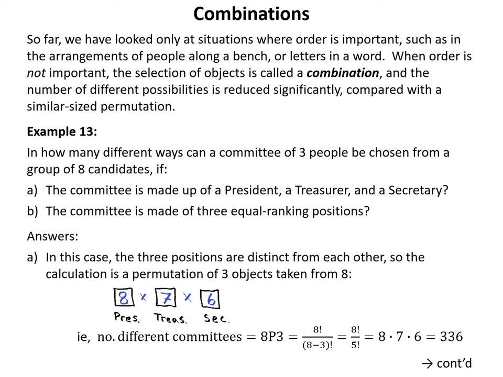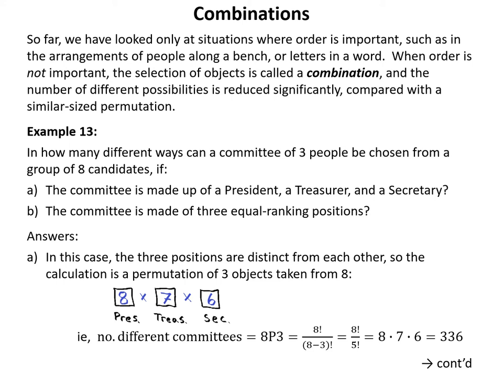Next, we look at combinations. So far, we've only looked at situations where order is important, such as in the arrangements of people along a bench or letters in a word or string. Now, when order is not important, which is often the case, the selection of objects is called a combination, and the number of different possibilities is reduced significantly compared with a similar size permutation. So the key idea with combinations is that order does not matter, as opposed to permutations where order matters.